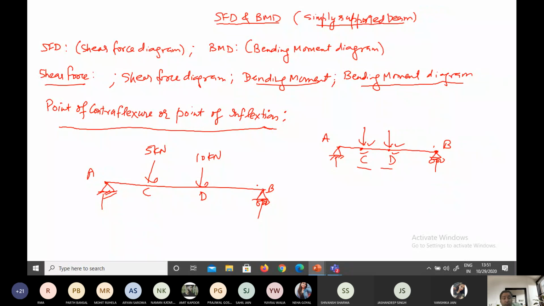So what we have to do first, what step do you have to follow? First, you have to calculate the reactions, the way that we are doing it. Calculate the reactions of the support first. You will be given a certain distance here, and you will calculate the reactions.